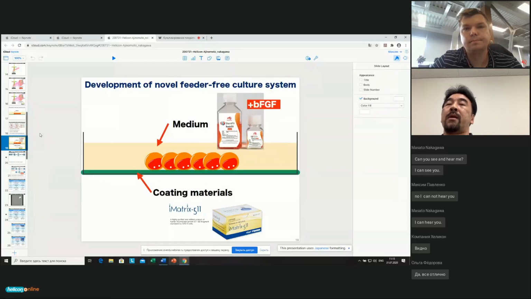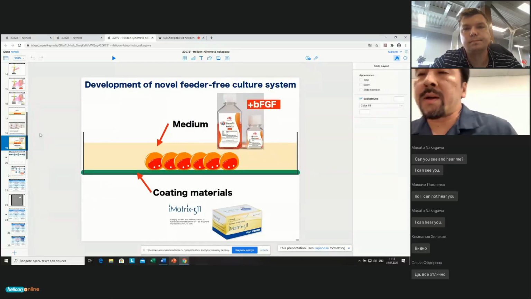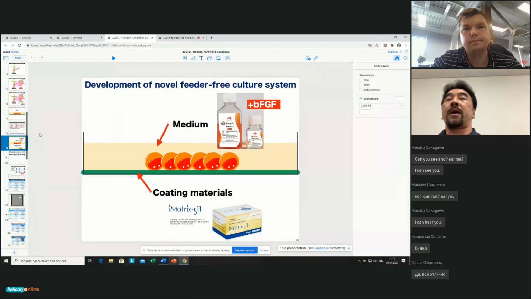So we could find and develop a novel medium and coating materials for the human iPS cell and ES cell culture system. And so we achieved the development of a feeder-free culture system of human iPS cells using this StemFit and iMatrix-511.